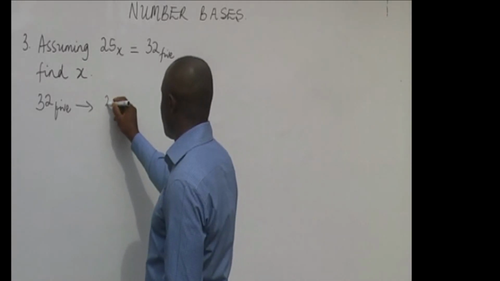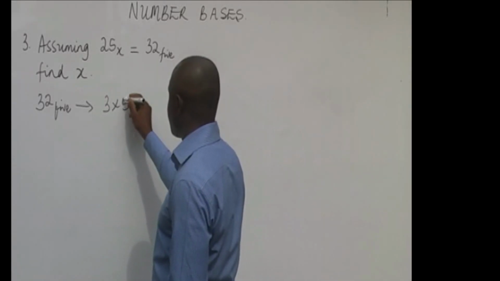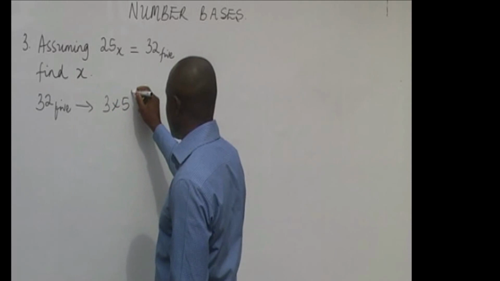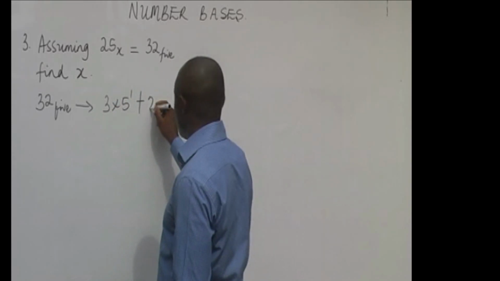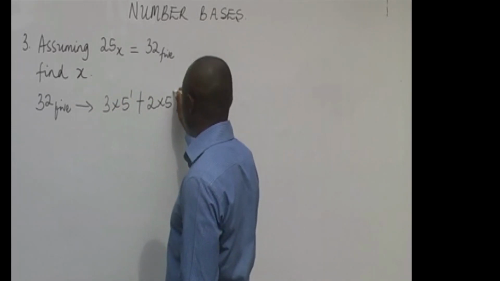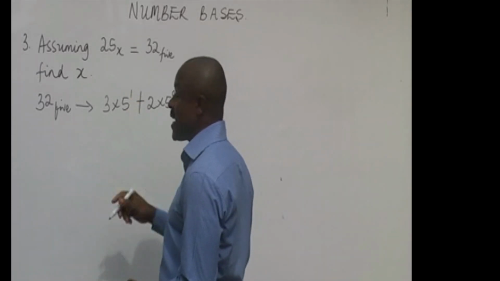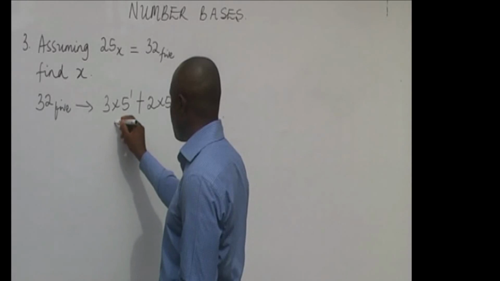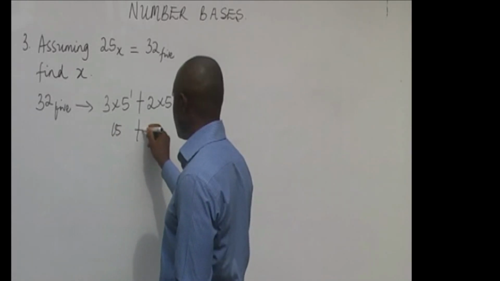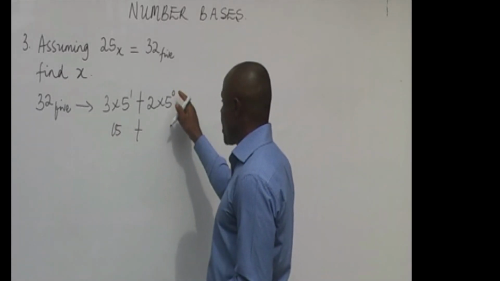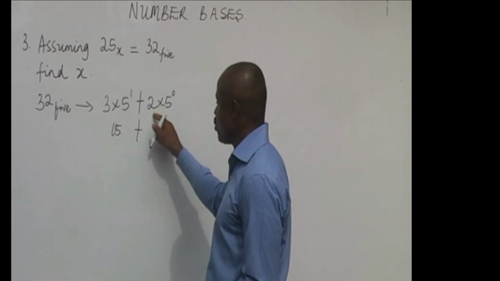So we have 3 times 5 exponent 1 plus 2 times 5 exponent 0. 5 exponent 1 is 5 times 3 will give you 15, plus 5 exponent 0 is 1 times 2 will give you 2.